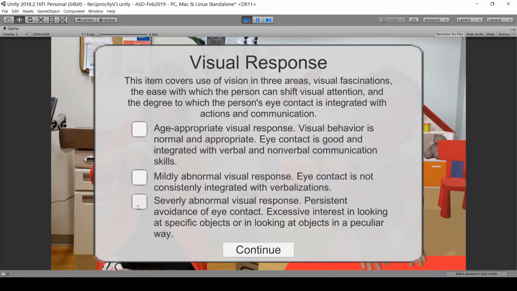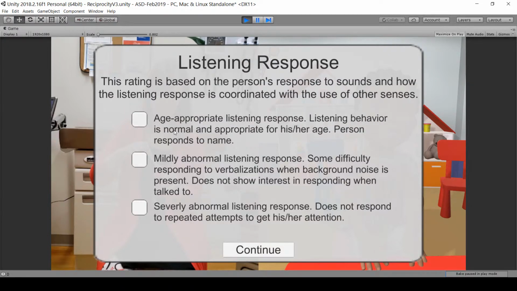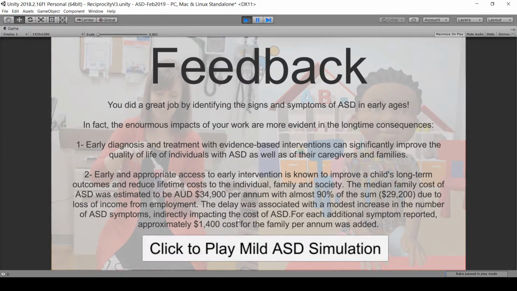For the visual response, if now I choose severely abnormal, which is the wrong answer again, you can see that you're getting feedback based on the wrong answer you selected. For listening, we can choose this one again. And you can always see an example of that behavior. The next one is a mild ASD simulation.